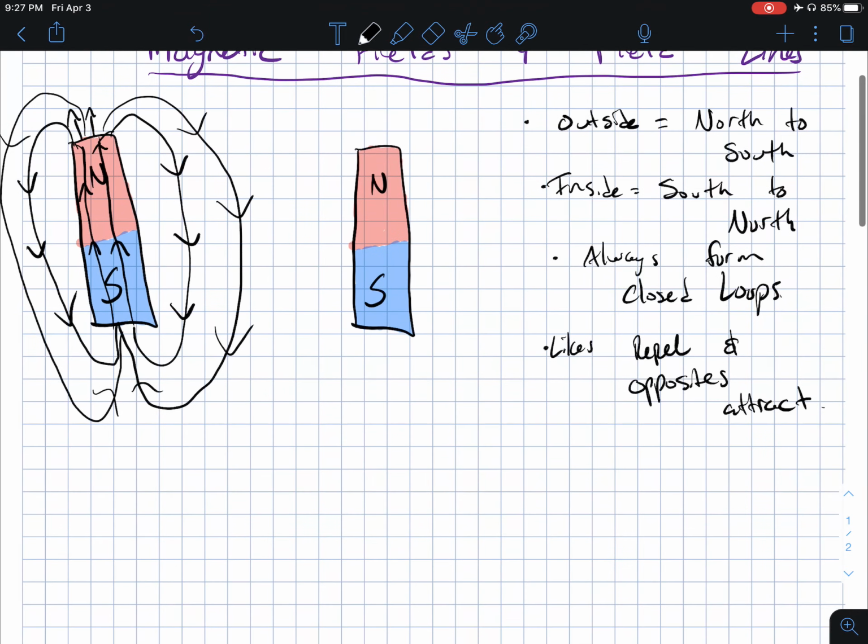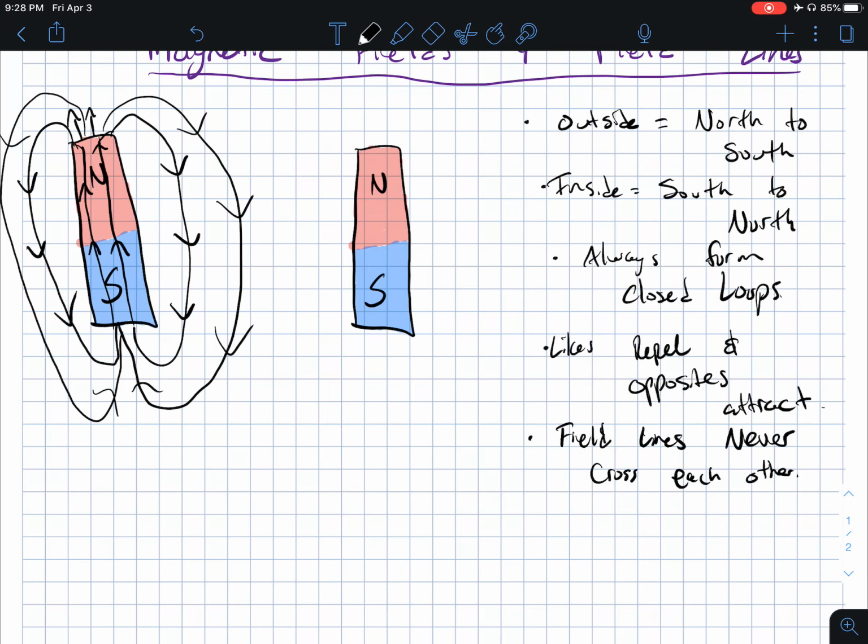Another important thing about the magnetic field lines that we've drawn is that they will never cross each other. Field lines never cross each other. So you'll never see a magnetic field line, up here on this one right here, that came in like this or something like that. That just wouldn't happen.